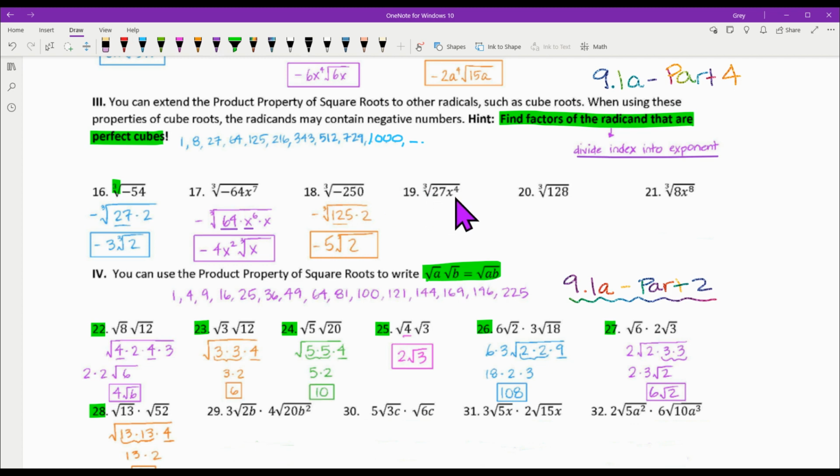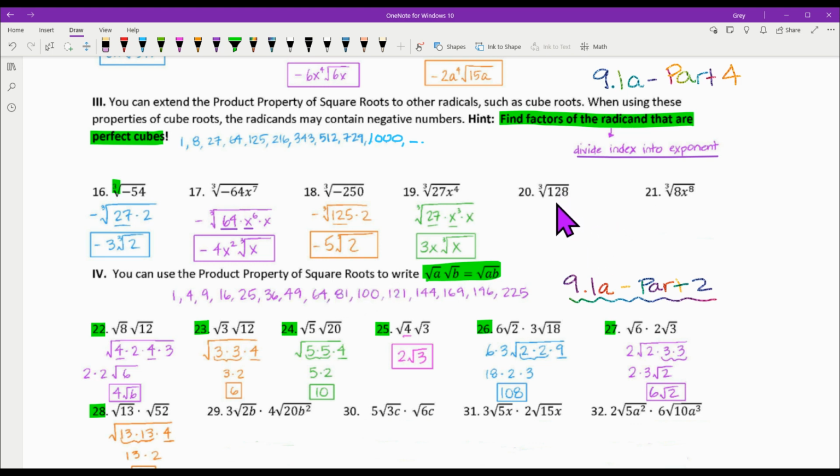Cube root of 27, x to the 4th. Well, 27's in my list. All right, but x to the 4th, I'm going to see 3. 3 goes into it. The next one is 6. That's too big. So I'm going to write that as the cube root of 27, x to the 3rd times x. This is a perfect cube. That is a perfect cube. Cube root of 27 is 3. Cube root of x cubed is x. So 3x cube roots of x.